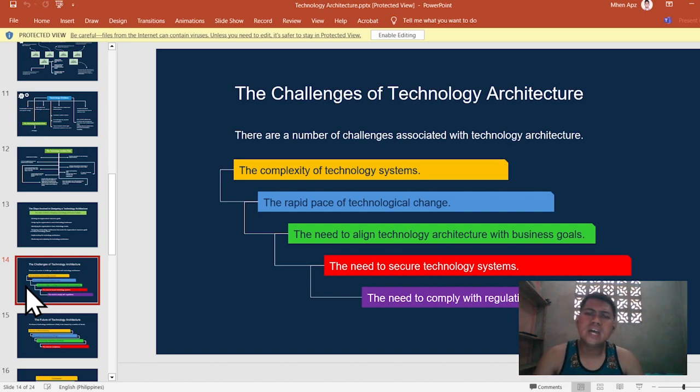There are a number of challenges associated with technology architecture. One is the complexity of the technology system, the rapid pace of technology change, so the need to align technology architecture with business goals. So we have the need to secure technology systems, and the last one is the need to comply with regulation. So that's all the five challenges that technology architects face.